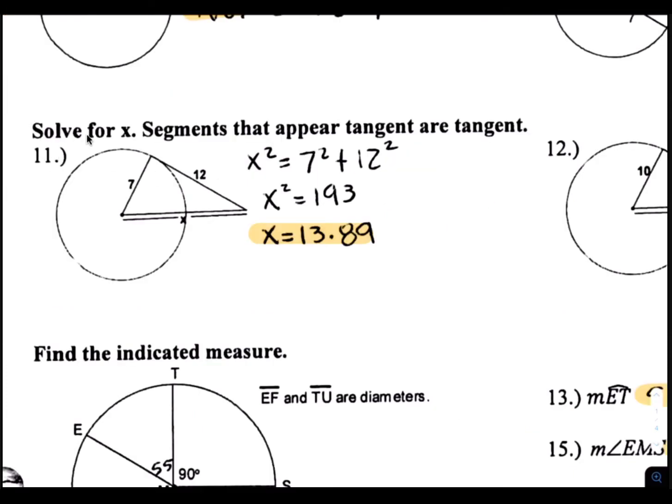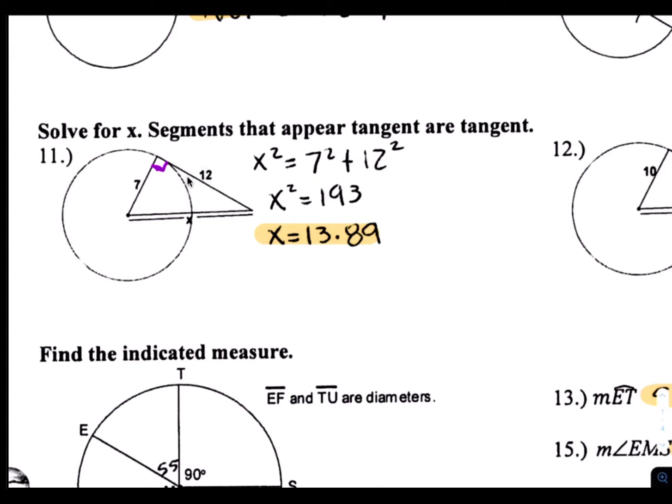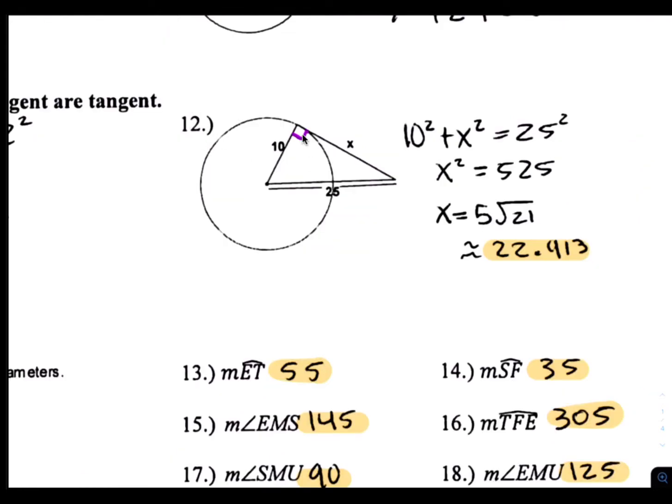For number 11, it says to solve for x. And it also says that segments that appear to be tangent are tangent. So we're assuming that the side labeled as 12 is a tangent, and therefore we do have a right triangle, and therefore this fits into the Pythagorean theorem. So we can say that 7 squared plus 12 squared is equal to x squared. 7 squared plus 12 squared adds up to 193, and then we take the square root of 193 to get x equals 13.89.